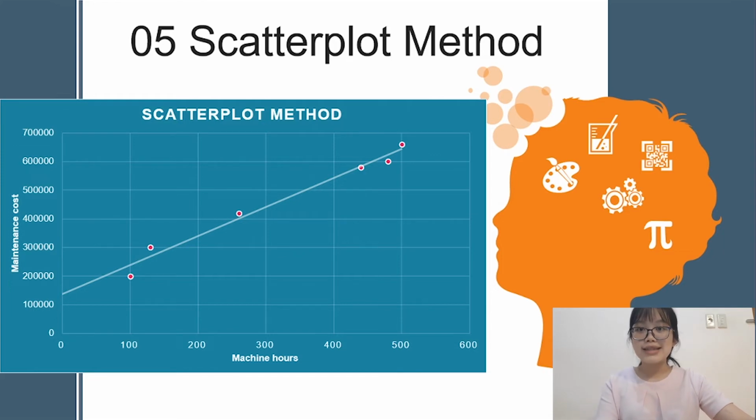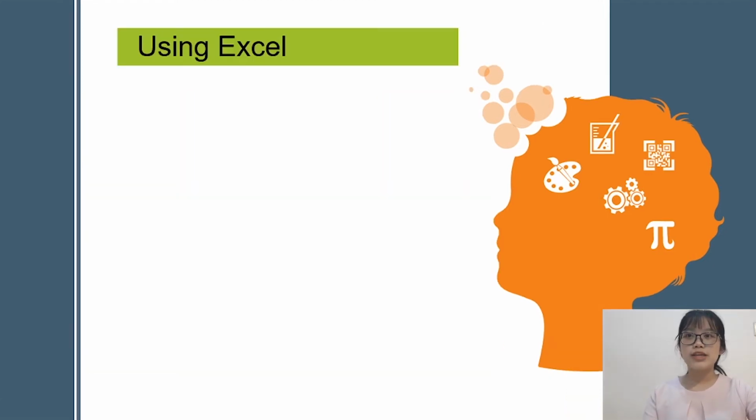This line may not represent everything wholly, but simply serves as a description of the relationship between these machine hours and the cost. But actually, you can simply use the scatter plot method by using Excel, so it will be easier for you, of course.